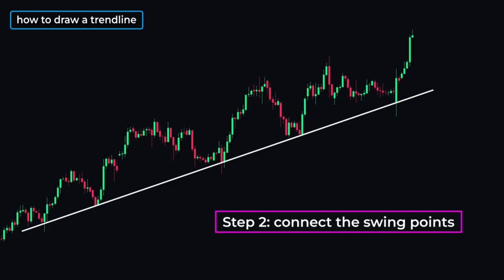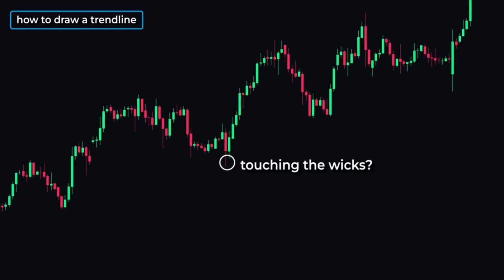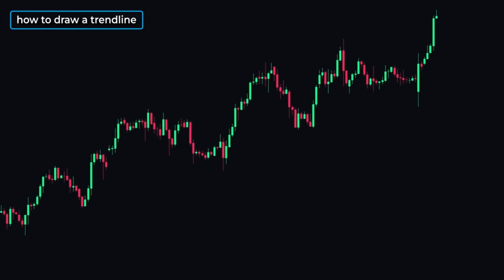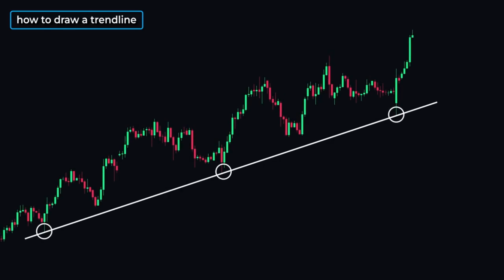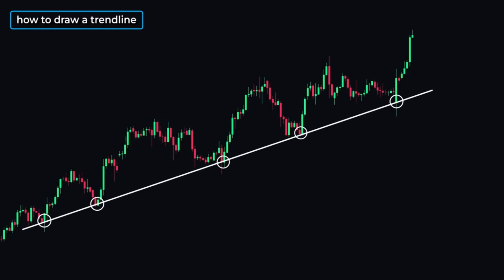Now, a common question people ask when drawing a trend line is, should I draw them touching the wicks of the candles? Or should I draw them touching the bodies of the candles? The answer is whichever gets you the most touch points. For example, looking at this chart, if we draw a trend line by touching the wicks, we get a total of 3 touch points. However, if we draw it touching the candle bodies, we get a total of 5 touch points.